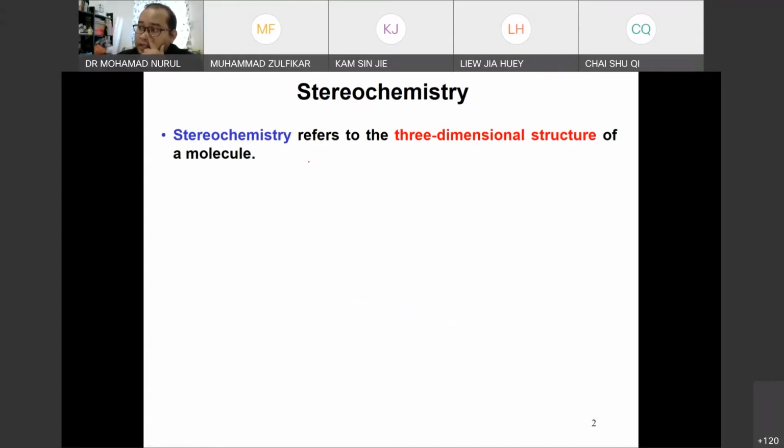Stereochemistry refers to the three-dimensional, the 3D structure of molecules, so representations of 3D molecules. That's why it's better if you have ball and stick models, so you can see which bond is at the front and which bond is at the back.